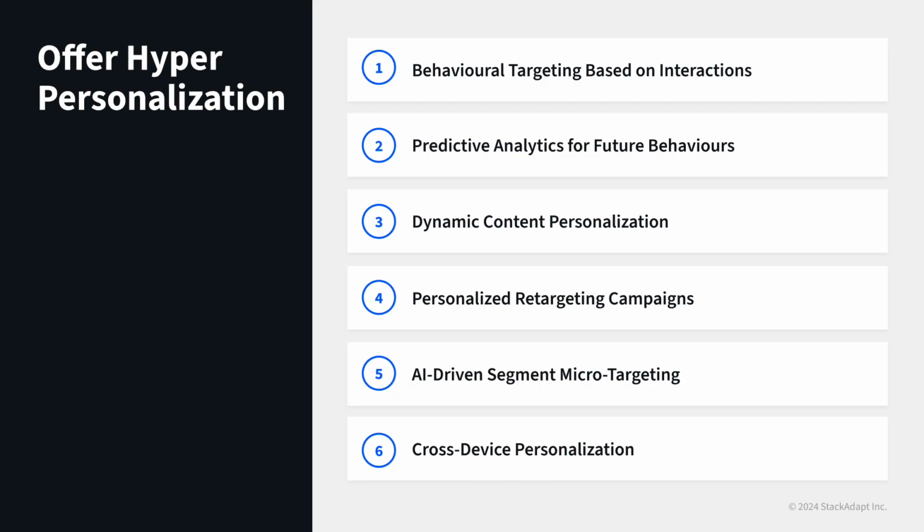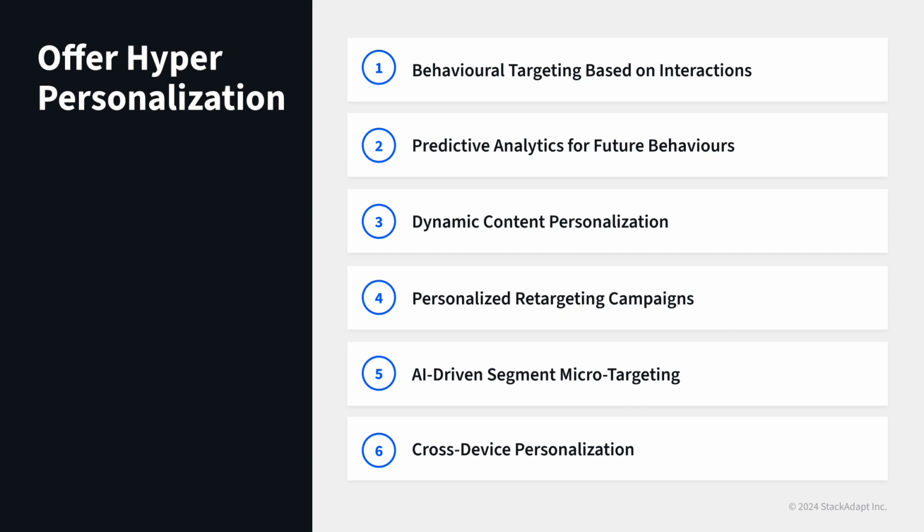All right, so one thing that we always recommend is start with behavioral-based targeting on real-time interactions. So behavioral targeting based on real-time interactions. So immediate data from the user interactions across websites, apps, and digital platforms to tailor messaging and offerings. This can include actions like items viewed, time spent on specific content, as well as your interaction patterns.